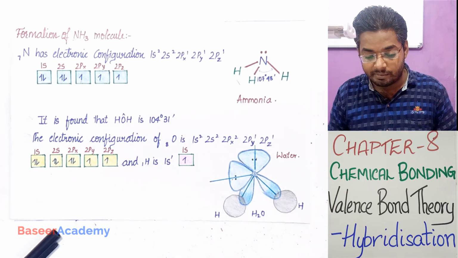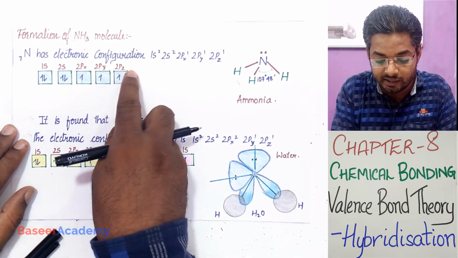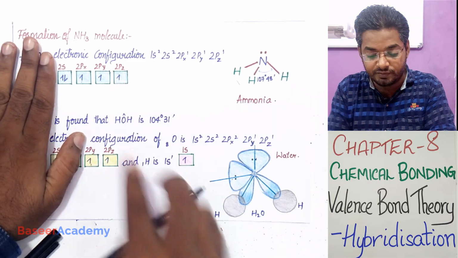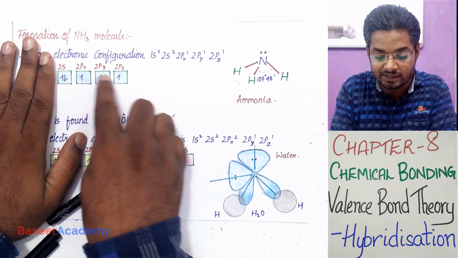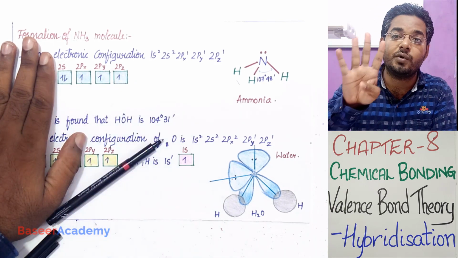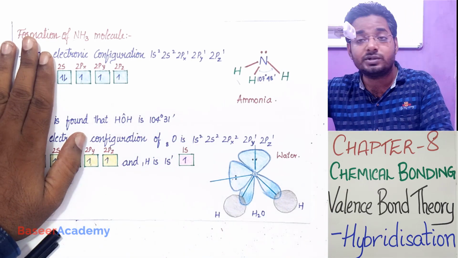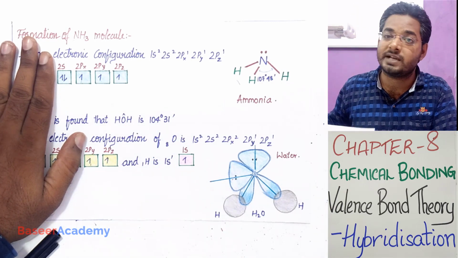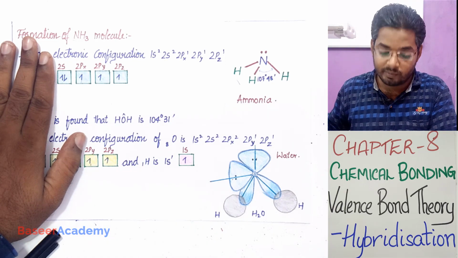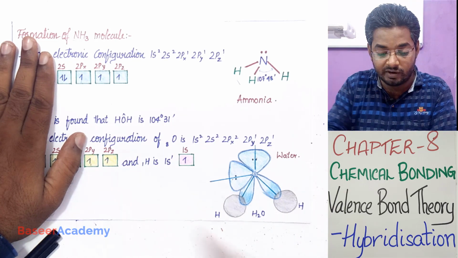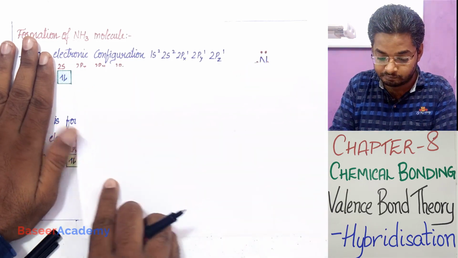This is what really happens. The 2s orbital, 2px orbital, 2py orbital, and 2pz orbital, these 4 orbitals intermix. Since 4 orbitals are intermixing, we get 4 hybrid orbitals. And what should be the name of those hybrid orbitals? I told you time and again that the name of the hybrid orbitals will be taken from the orbitals that are intermixing.